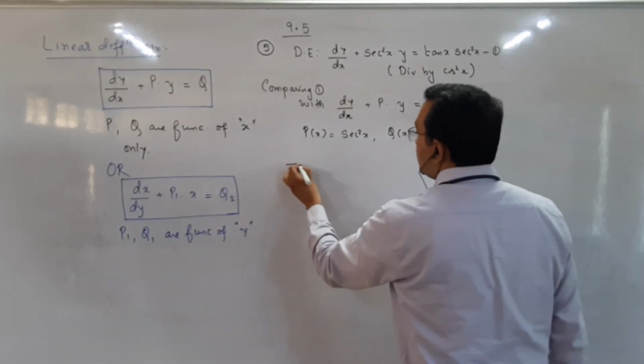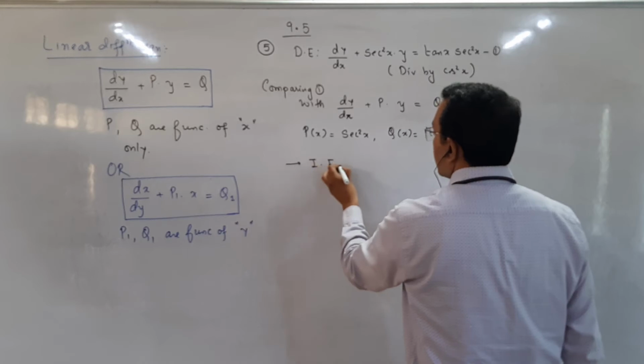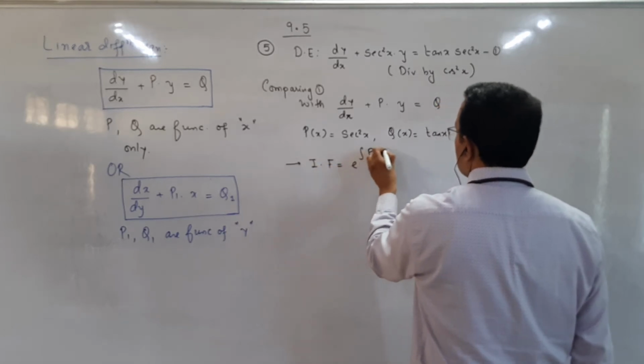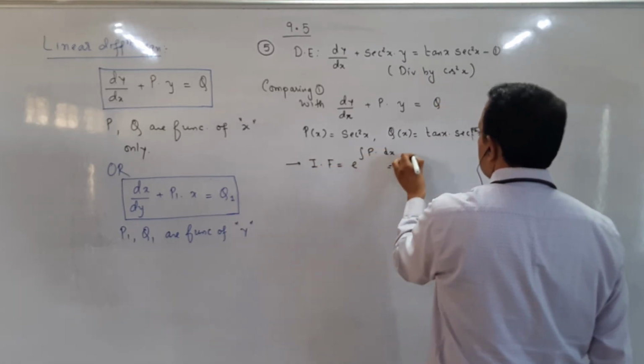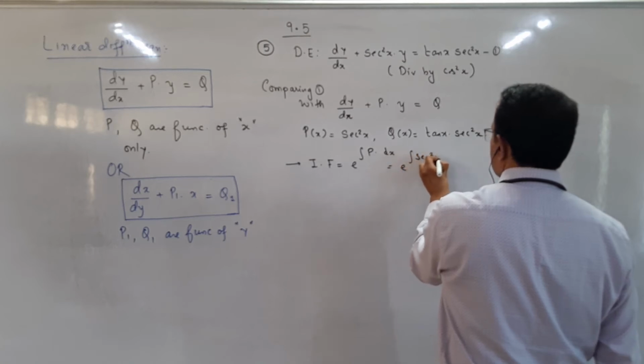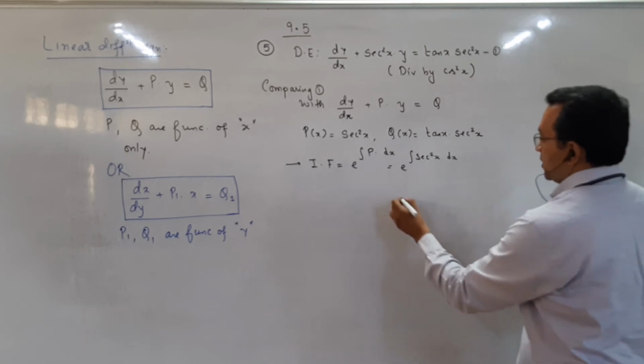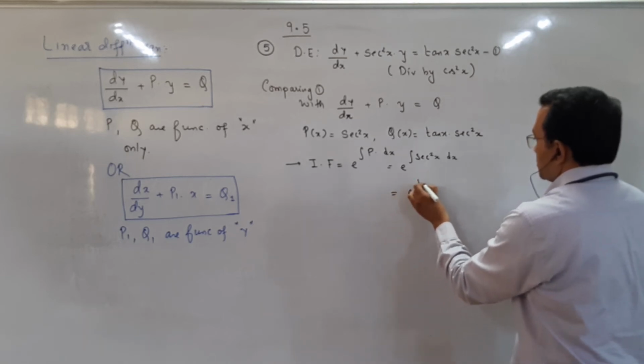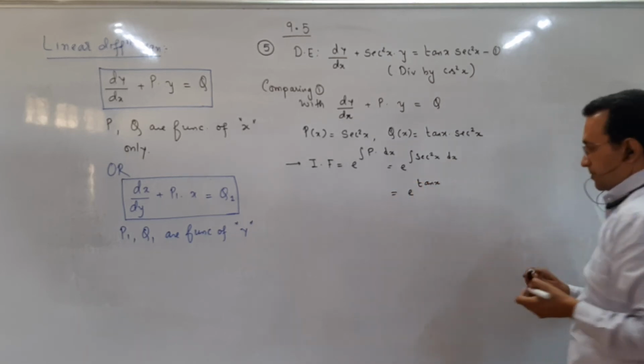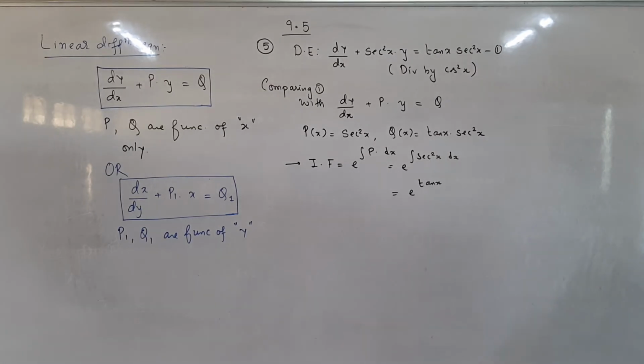So integrating factor will be e raised to p dx, e raised to integration sec square x dx, and that will be e raised to tan x. This much I think all of you can very easily understand.